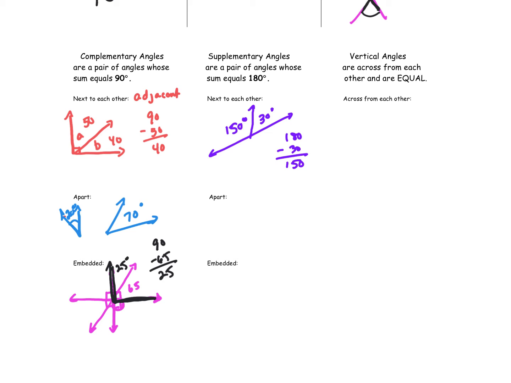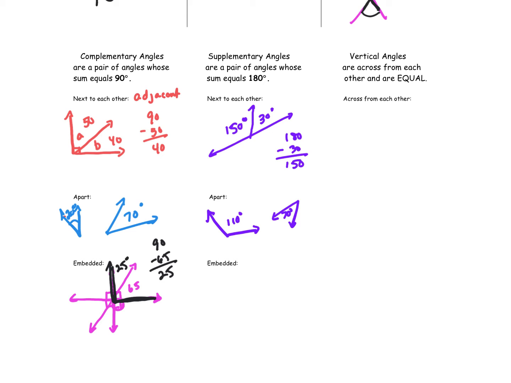Sometimes they can do the same thing. They can give me, for instance, an obtuse angle, and they can give me an acute angle, and as long as they tell me they're supplementary, I would know that they add up to 180. So for instance, this might be 110 degrees, which would make this 70 degrees.